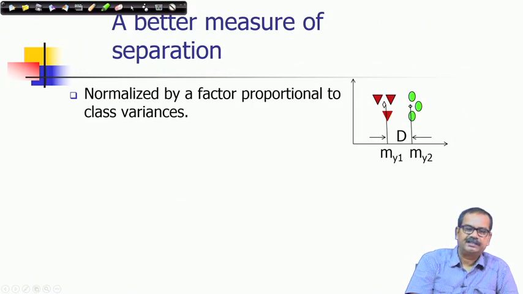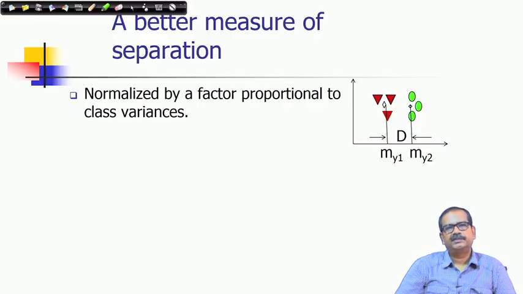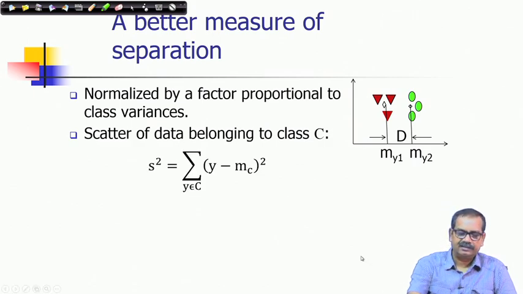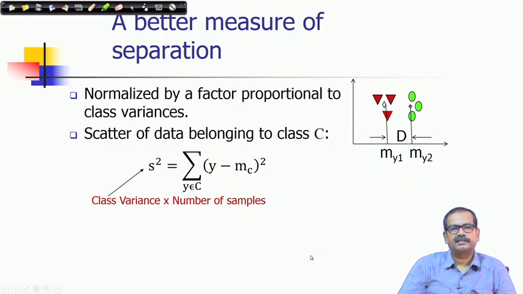So, what we do in that case is normalize this d by a factor proportional to class variance. In fact, we call this factor the scatter. The scatter of data belonging to class C is defined in this way, in the projected space. It is the sum of squares of deviations from the mean of the data points, and it is proportional to variance, because it is nothing but the product of class variance and number of samples.